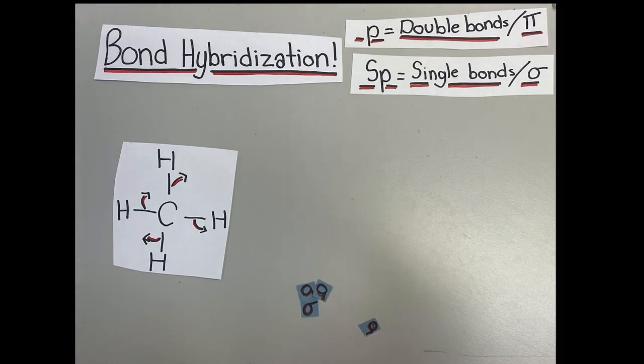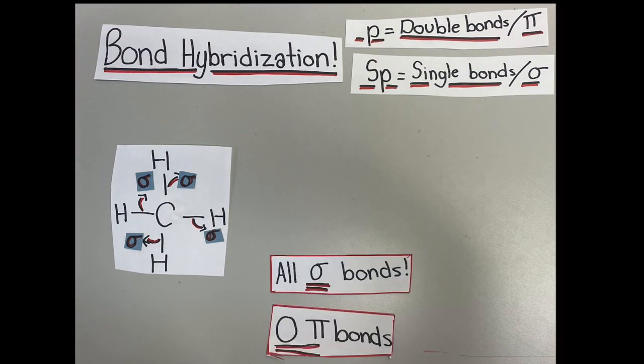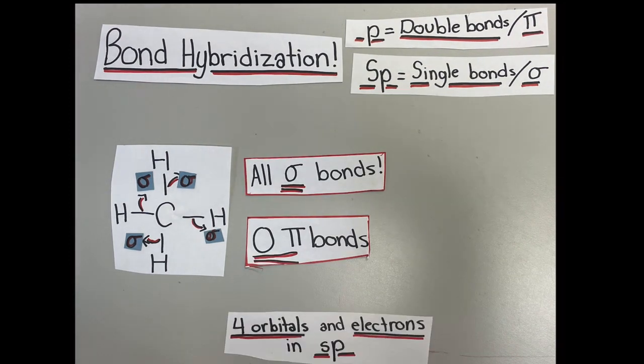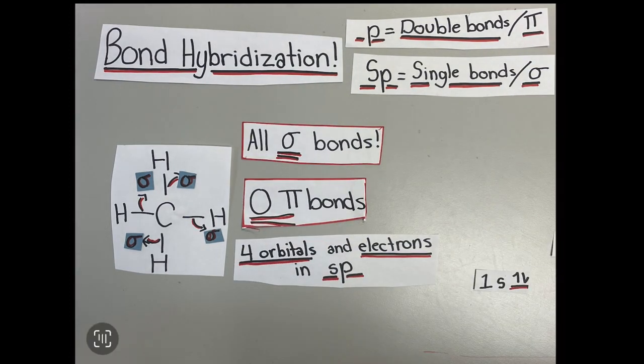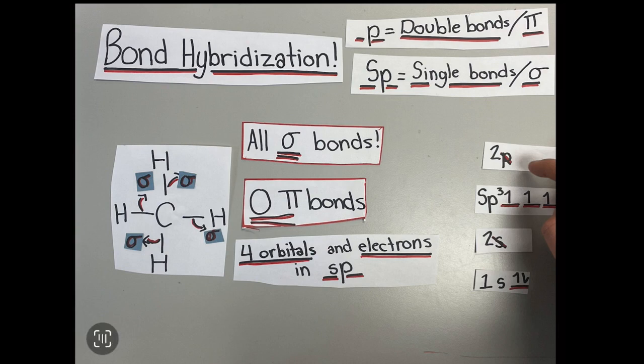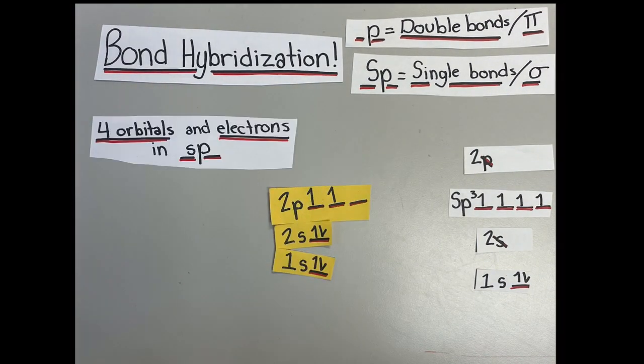All right, so let's name what kind of bonds each of these have. So it is all sigma bonds, as you can see here. So that means there's going to be 4 orbitals and 4 electrons in sp. So this is how it's going to end up looking. 1 s, 2 electrons and 1 orbital. sp3, we're going to be taking 3 p orbitals, and there's going to be 4 electrons in it.